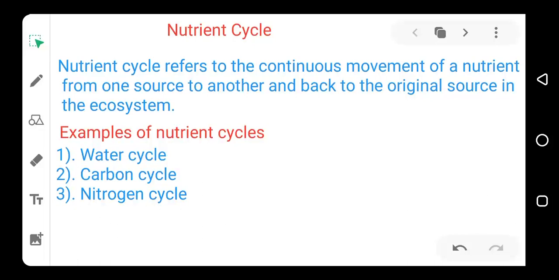It takes a circular form, and that is why we say that it is nutrient cycle. We actually have three nutrient cycles that are important for us to study at this level. Number one, water cycle. Number two, carbon cycle. And number three, nitrogen cycle. We are going to look at each of them one after the other. Now let's study water cycle.